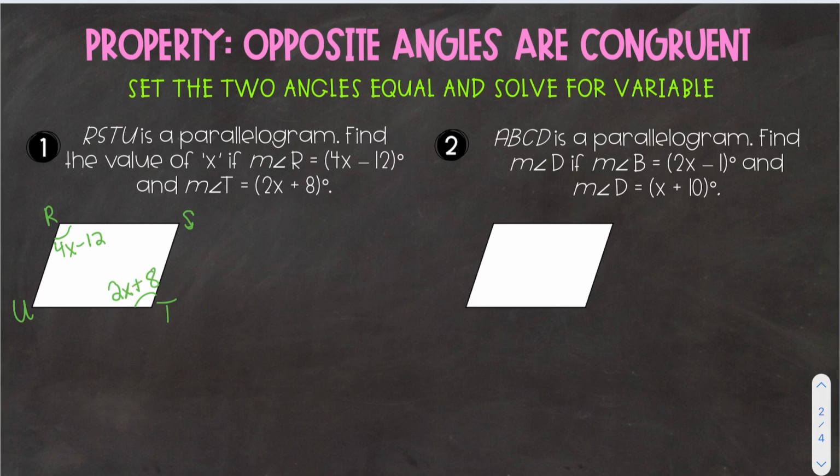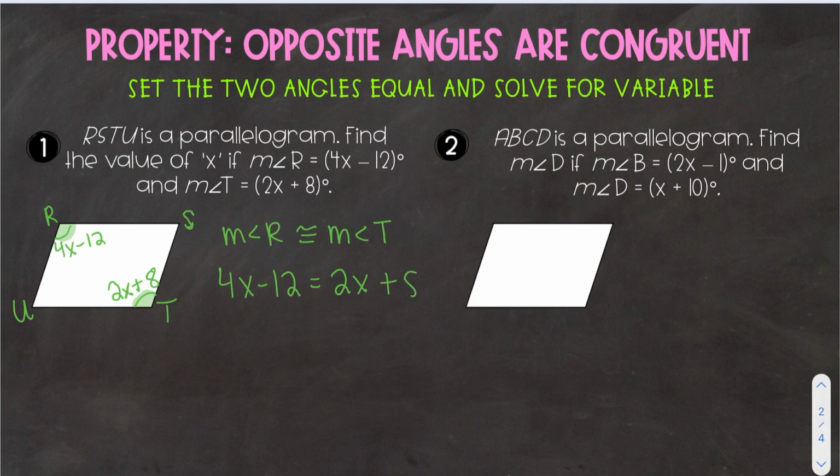So these are opposite angles because they're across from each other, and that means that they are congruent. So we can say that angle R is congruent to angle T. In order to solve for x, we're going to set the two angles equal to each other and then solve for x. So angle R is 4x minus 12, and then angle T is 2x plus 8.